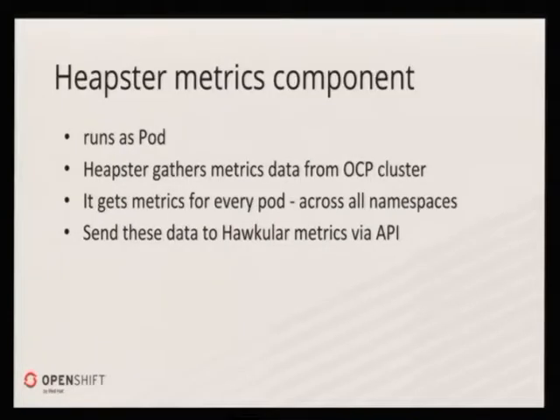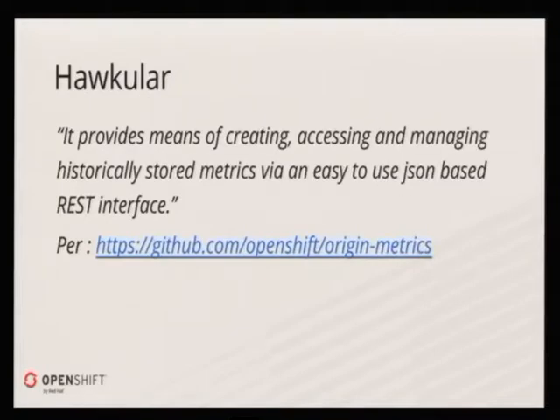So the Heapster component gathers metrics from the OpenShift cluster. It gets metrics from every pod across all namespaces that it needs, and sends this data to the Hawkular metrics over the API. That is from GitHub. Without any corrections, I cannot say it better.